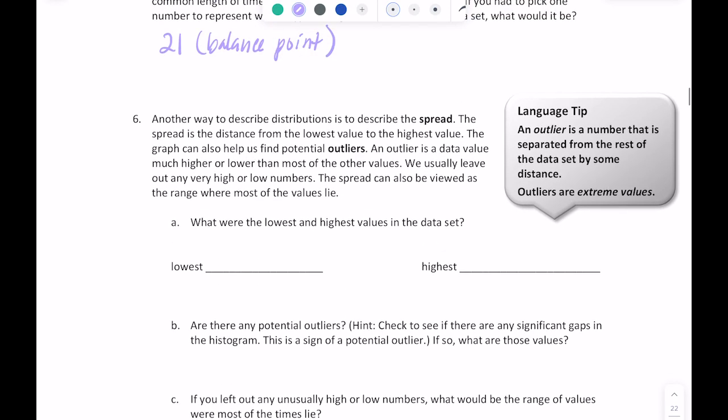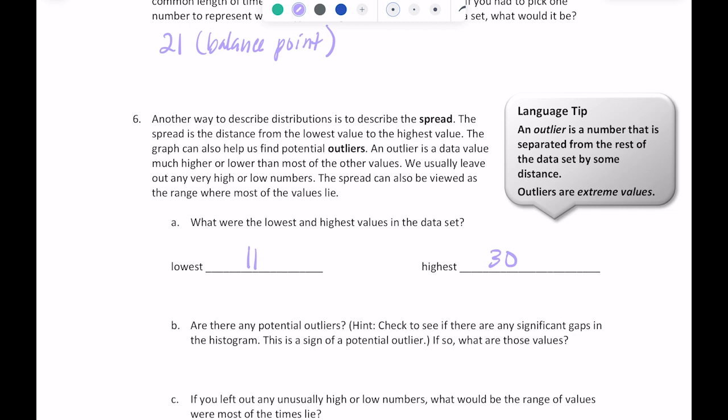Another way that we can describe data is using what's called the spread, and that's the distance from the lowest value to the highest value. And we saw that when we were creating the bins. So the data went from 11 to 30. So the lowest was 11 and the highest was 30. So that would be my spread, the data spread, a range from 11 to 30.